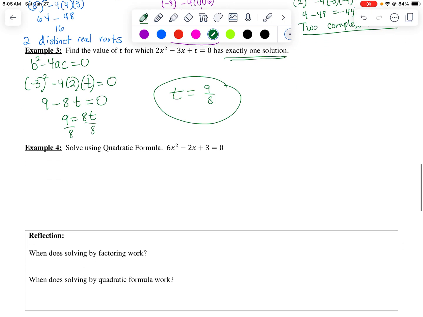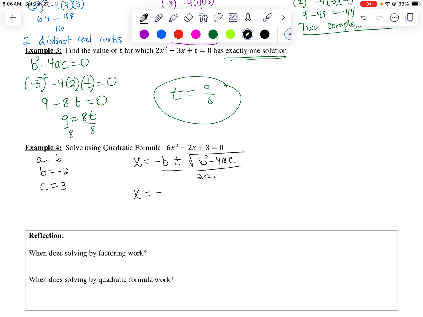All right, example 4. I would like you to pause the video and try this. Go the whole way. All right, hopefully you paused it. So remember, step 1 in doing quadratic formula is make sure it's in general form. And remember, a few of you got caught on the skills check because you forgot to do that. So thankfully, this one is in general form. So A is 6, B is -2, C is 3. So write down quadratic formula every time. It helps so that you're not making a little mistake.